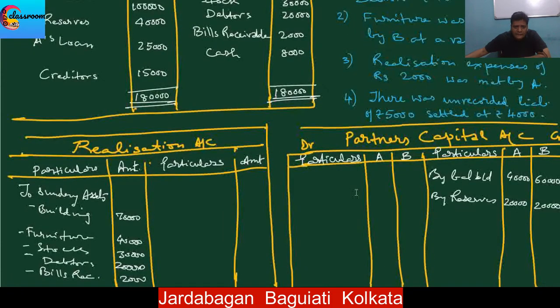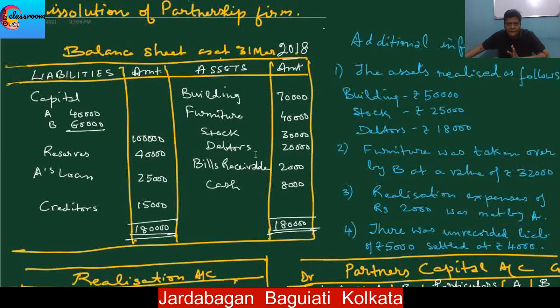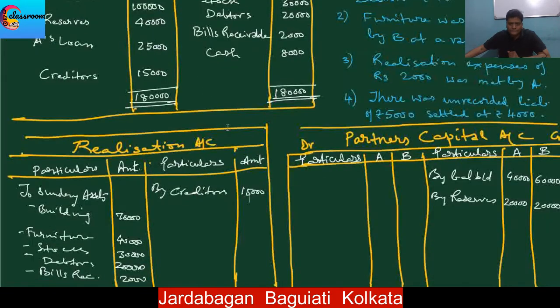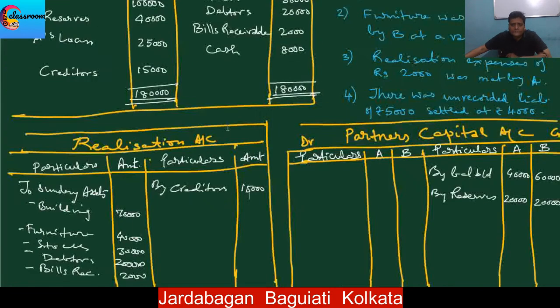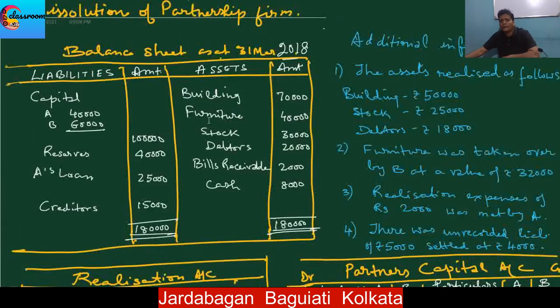Then the last one is creditors. We can see in the balance sheet. This creditors is transferred to realization by creditors, 15,000. Having done this, we have transferred all the assets and liabilities appearing in the balance sheet to realization account and capital and reserves to the partner's capital account. Thereafter, now we'll look at the adjustments one by one, additional information to show the realization against the assets and payment to the various categories of liabilities we have.